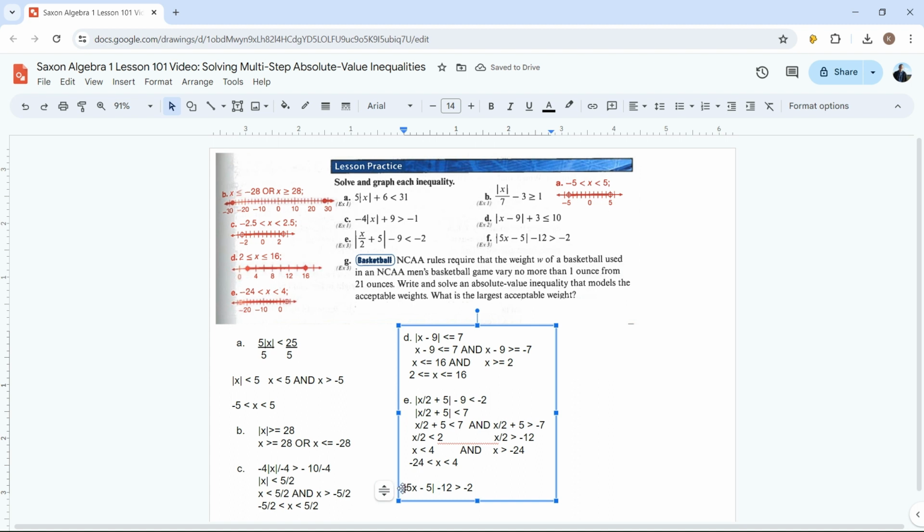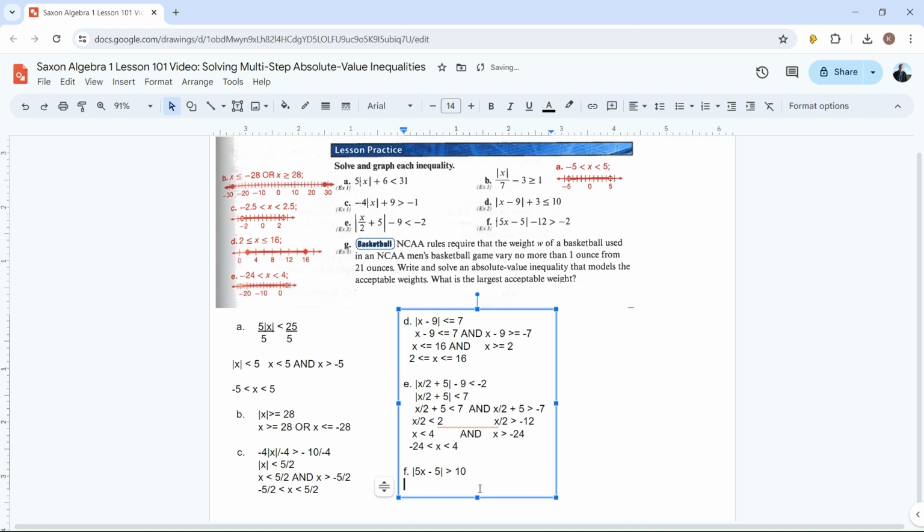Okay, so in letter F, I'm going to add 12 to both sides. That gets rid of the 12 on the left, and it makes the right side positive 10. Now I can evaluate the absolute value. So it's going to be 5x minus 5 is greater than 10. Greater than is the or. So it's going to be or 5x minus 5 is less than negative 10.